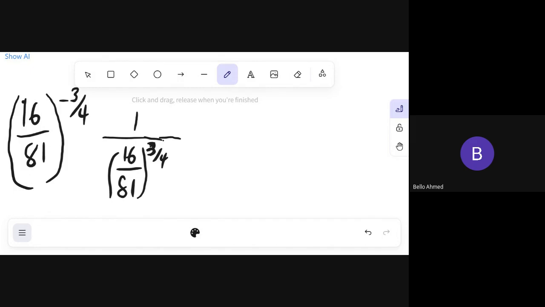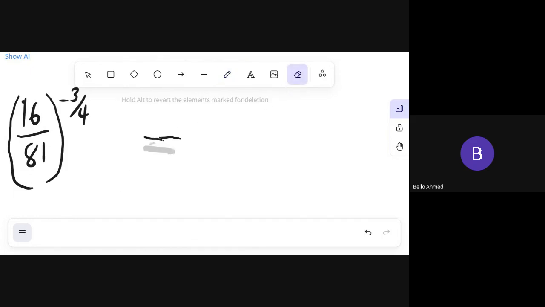But instead of this, I just want to do it in another way. I don't want to do it this way. What if you don't want to do it that way? Whenever you see that your power is having a minus, and you want to simplify this, let's do it like this.